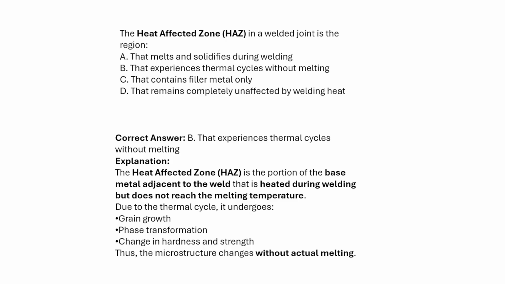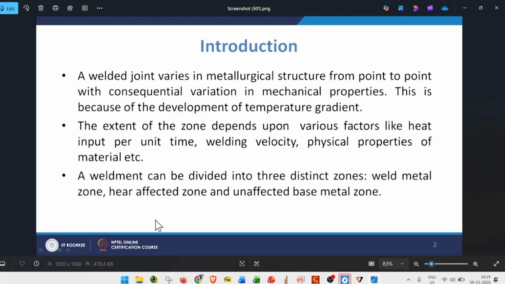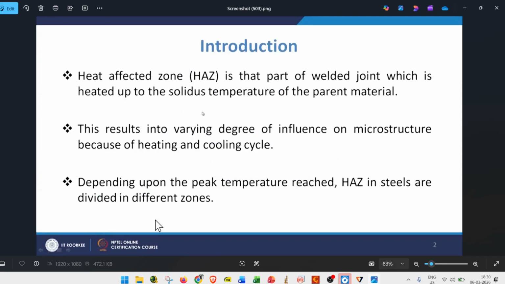Okay, the heat affected zone is the portion of the base material adjacent to the weld that is heated during welding but does not reach the melting temperature. Due to thermal cycling it undergoes grain growth, phase transformation, and changes in hardness and strength, so the microstructure changes without actually melting. You can see here, the heat affected zone is a part of the weld joint which is heated up to the solidus temperature of the parent material.